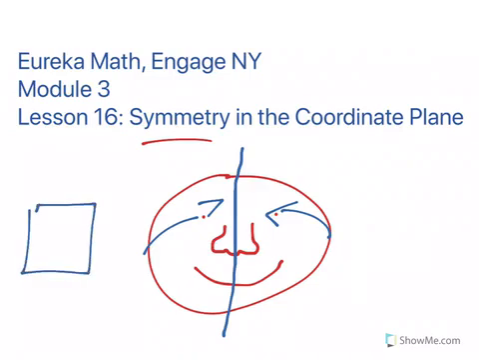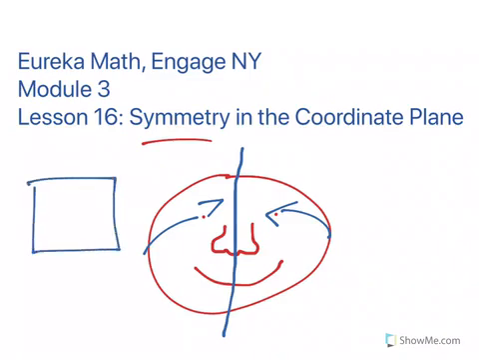Same thing if you think about a square. That's not the best square, but I'm drawing freehand here. If you took a square, you could fold it this way, and both sides would fold completely over perfectly. You could fold it this way, and they would fold over perfectly, right? There are other lines of symmetry as well.